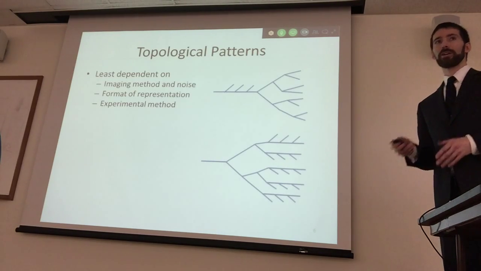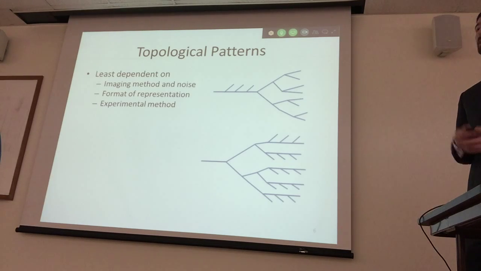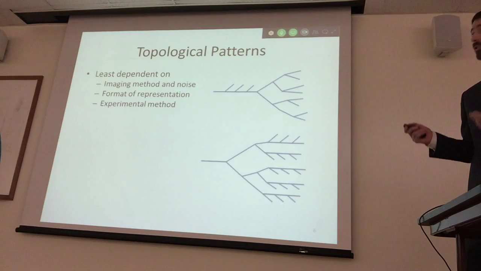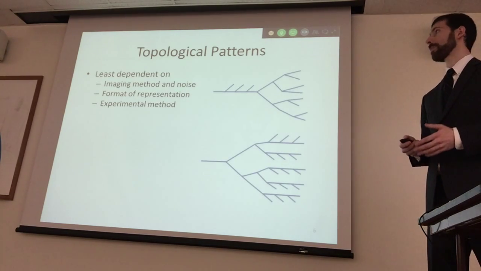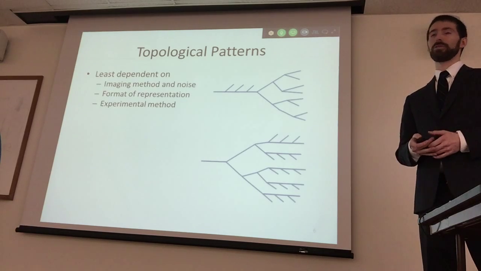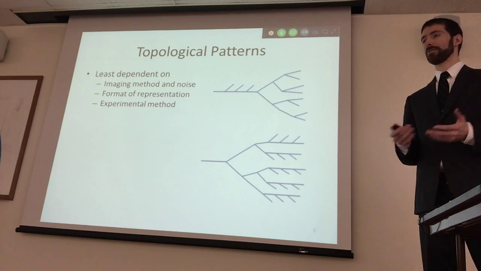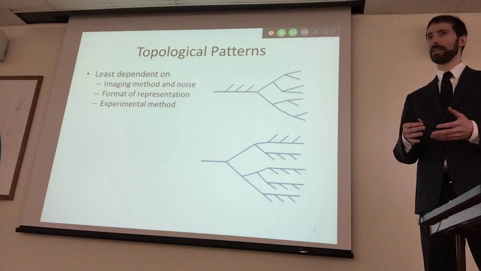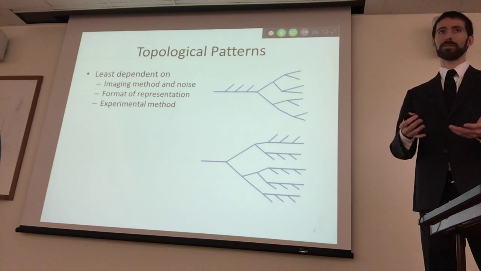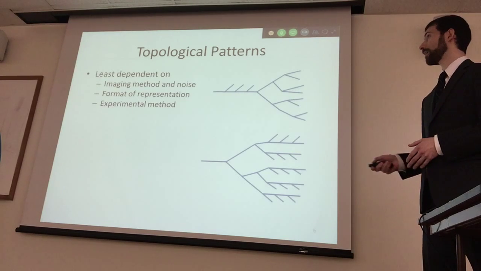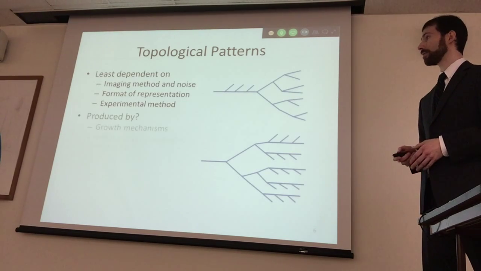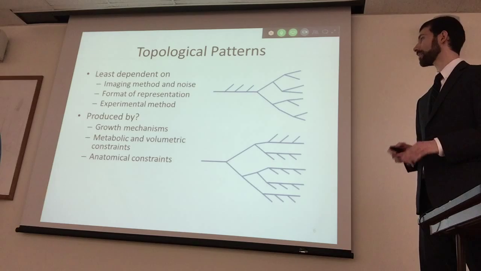So one of the nice things about looking at topology is that it's least dependent, among many other features that we could measure, on imaging method and noise, the format that we use to store the data, and the experimental method used. All of these different things can have an impact, with diameter being one of the things that's most challenging in terms of its consistency. And so topology is relatively less impacted.